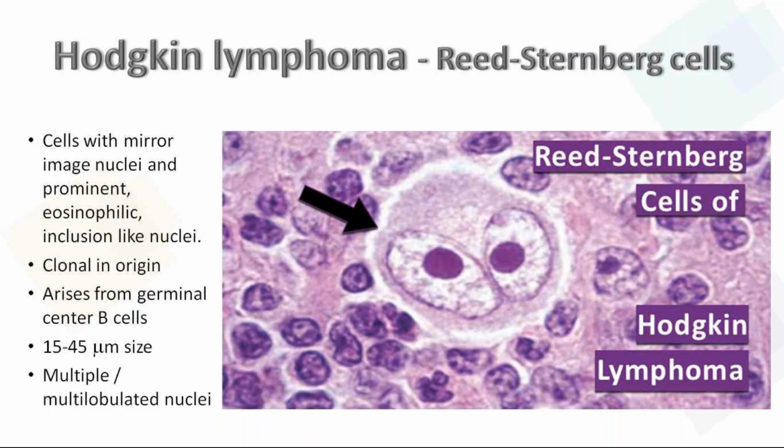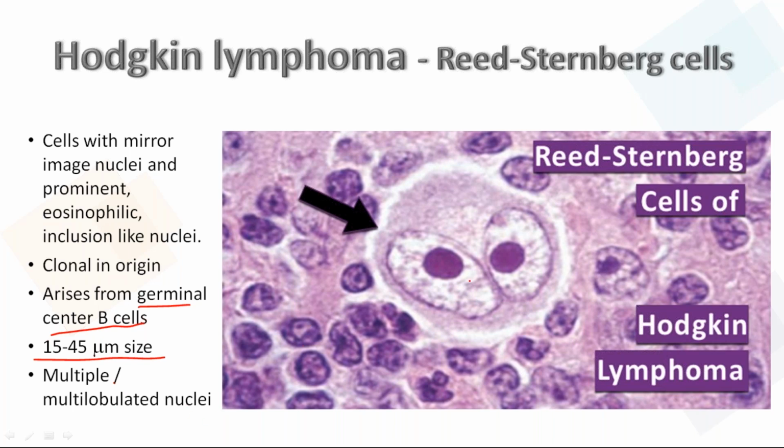This is the histological feature of a Reed-Sternberg cell. On examination you can also see cells with mirror imaging, as if seen in a mirror. See, eosinophilic inclusions inside the cells. They are of clonal origin, arising from the germinal centers of the B cells, B lymphocytes. Size is about 15 to 45 micrometers, with multiple and multilobulated nuclei.